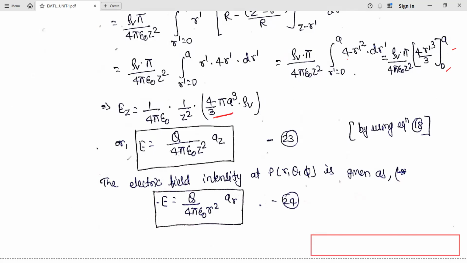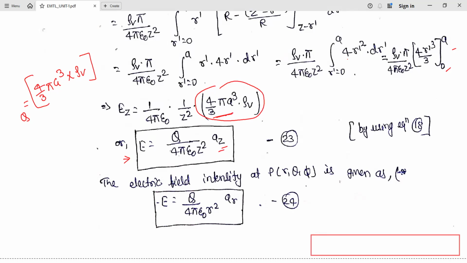So finally, the electric field intensity due to volume charge distribution is Q by 4 pi epsilon naught into z square, where this Q is what? 4 by 3 pi a cube is the volume of the sphere, and the volume charge density is rho v. So this total product is equal to Q, that we have seen before already. That's why in place of this, Q is written. So E is Q by 4 pi epsilon naught z square along the z axis.